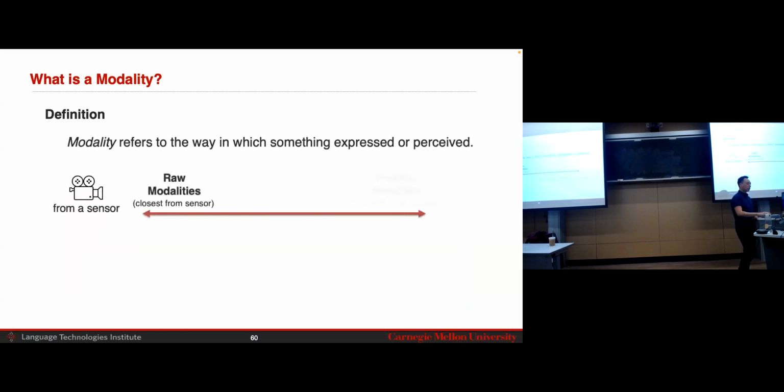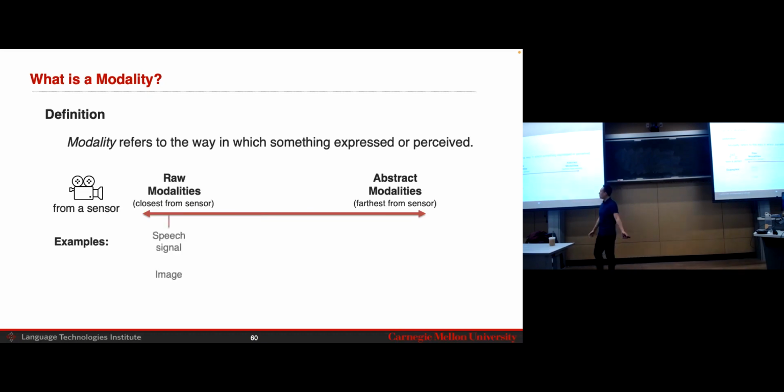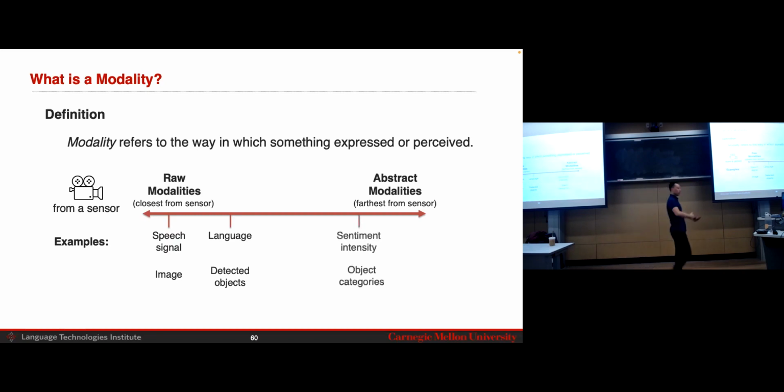The first big takeaway: what a modality is. A modality refers to a way in which something is expressed or perceived in the natural world. And when we think about these modalities, we always have to think about the sensors that capture these modalities. Raw modalities are ones closer to a sensor, such as speech signals from a microphone, images from cameras. You can then start processing these modalities slowly to get more abstract information, like extracting language from speech, detecting objects from images, and likewise sentiment and object categories as you go more abstract.